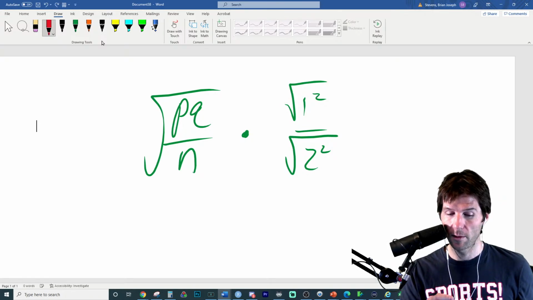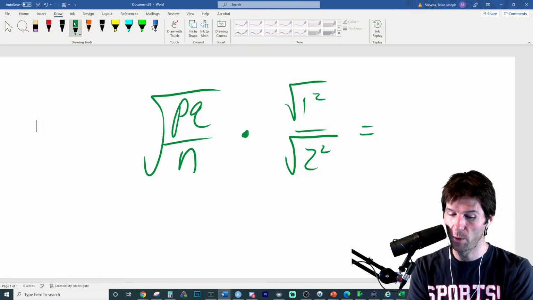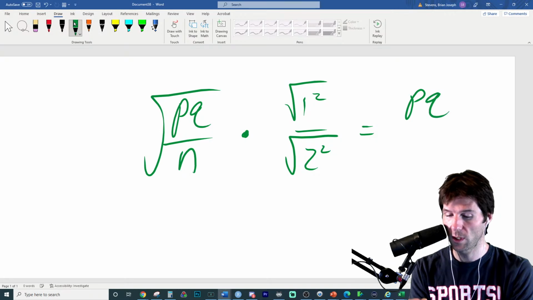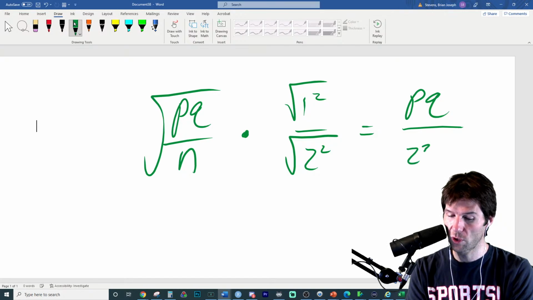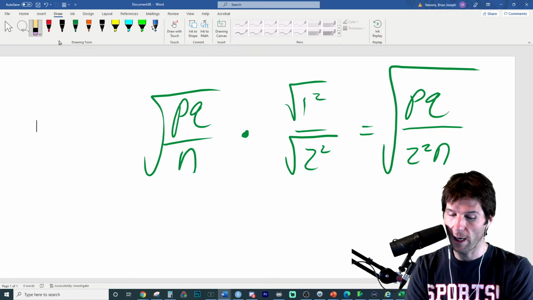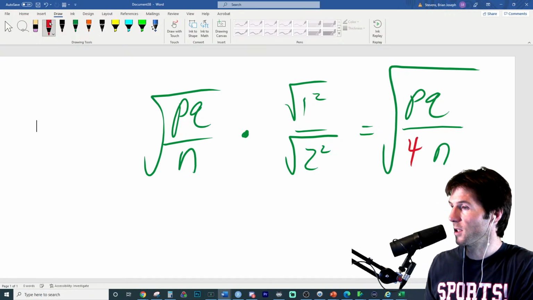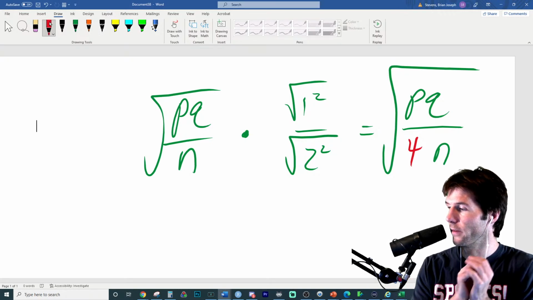Because they have radicals on them, they can be joined into the other one, and we would get right here P times Q, times 1 technically, but that doesn't matter. Times 1 is 1, the same thing rather. And then on the bottom here, we'd have 2 squared times n. The 2 squared is actually just 4, and that's the important thing that we're doing right there: we're timesing it by 4 to get half of the standard deviation.